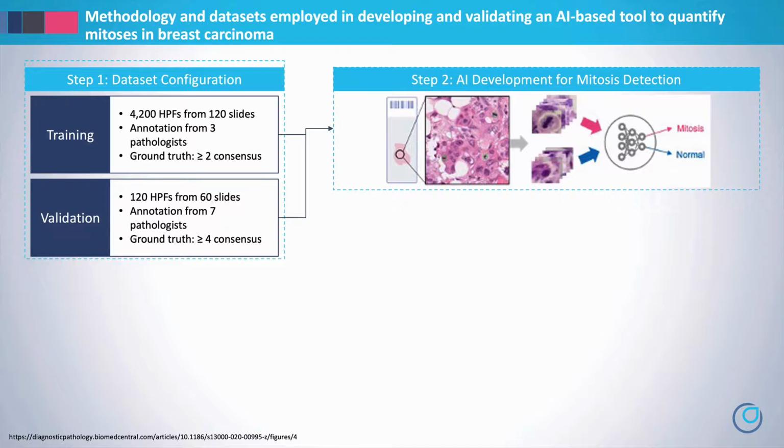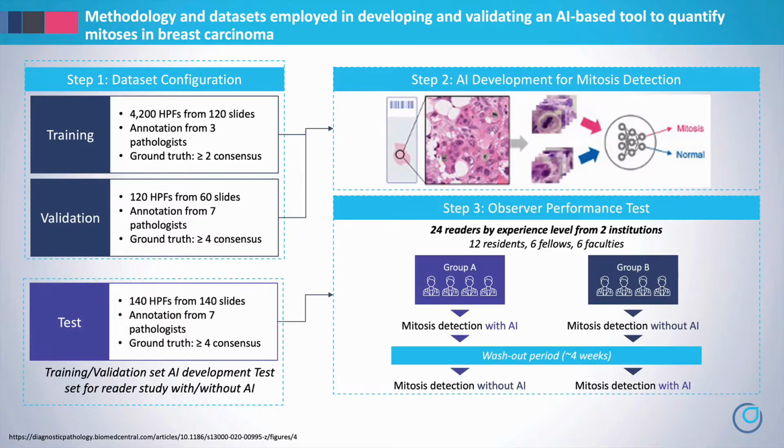And then in the third, step 3, panel bottom right, you can see that 24 readers, 12 residents, 6 fellows, 6 faculty members were entered into this study, where in group A, the left-hand side, the mitosis detection was employed using AI first, and then after a washout period, so that they'd forgotten what they'd said about each slide, the mitosis detection was then re-evaluated, but without AI. And then group B, it was the other way around. First of all, using just the imaging and the pathologist to detect mitoses, and then after a washout period, to look at the detection of mitoses with the assistance and support of AI.